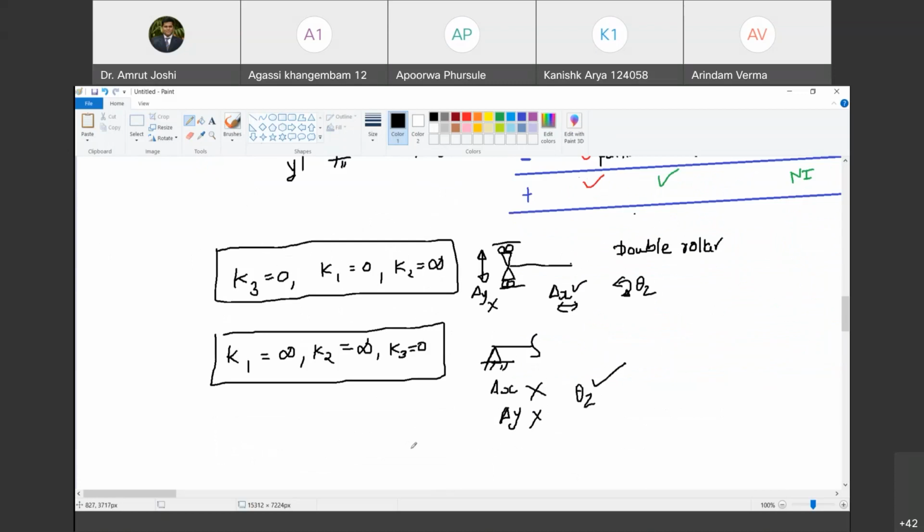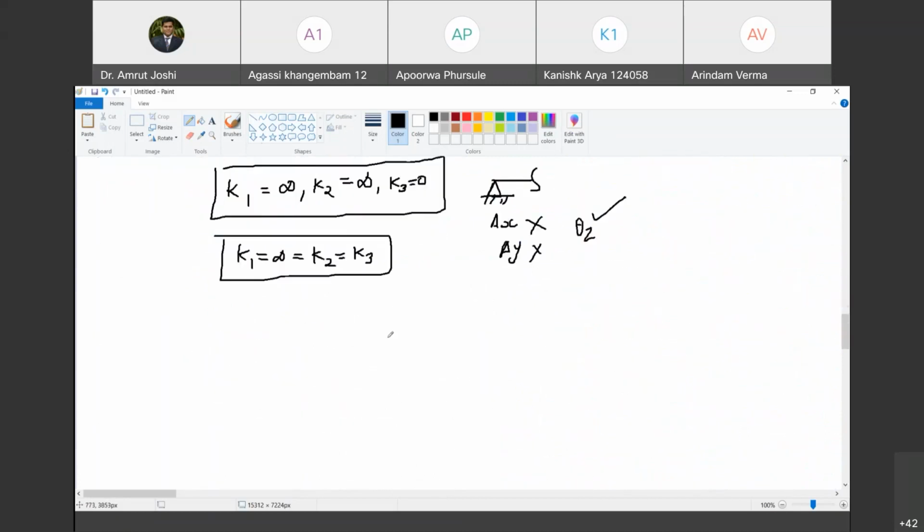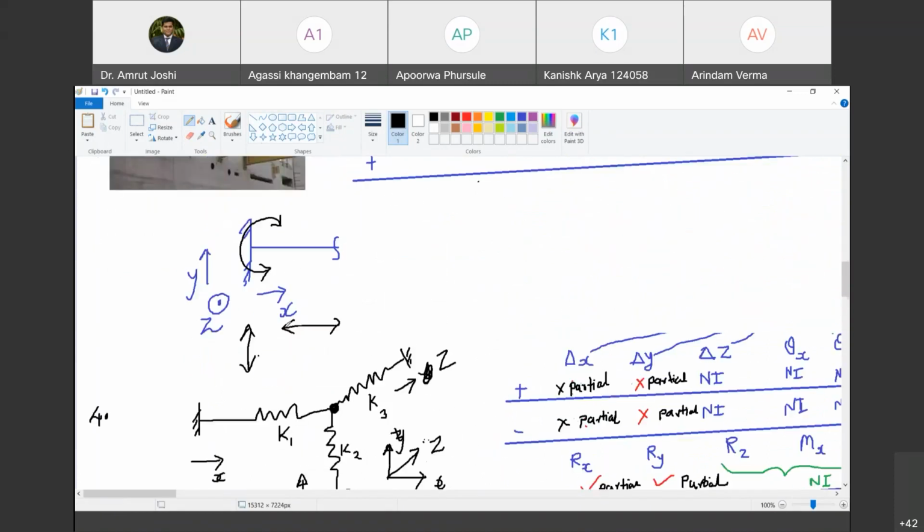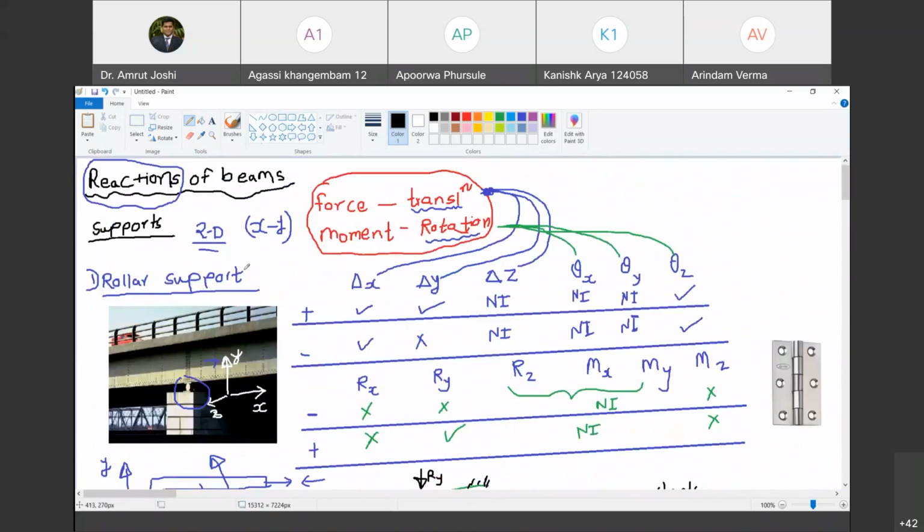Happy? Okay. Now, K1 equal to infinity, equal to K2, equal to K3. That means nothing is possible. Are you with me? So what kind of support? Fixed support. Happy? So setting values of K1, K2, K3 to either 0 or infinity in a particular combination, you can recover all the above mentioned supports.